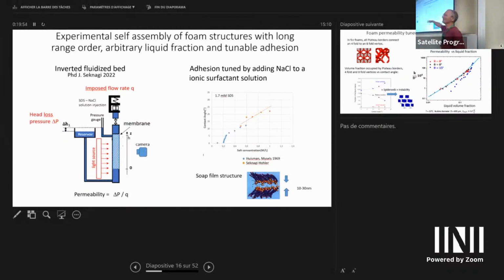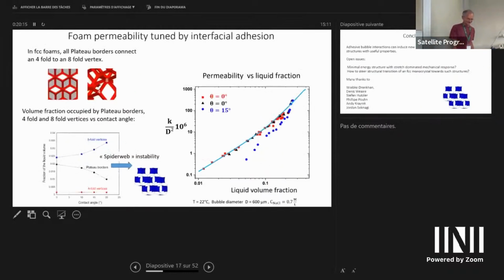Okay, so anybody interested in experiments is invited to talk to me, and I can tell you about surfactant chemistry and how you tune the constitution of the films to an adhesion. I can tell you about inverted fluidized beds where you stabilize liquid fraction and so on. And I can tell you about experiment results that we have, which are not quite yet this spiderweb structure, but something very close to it.